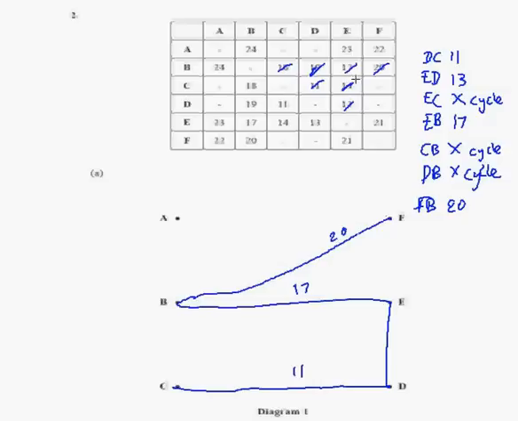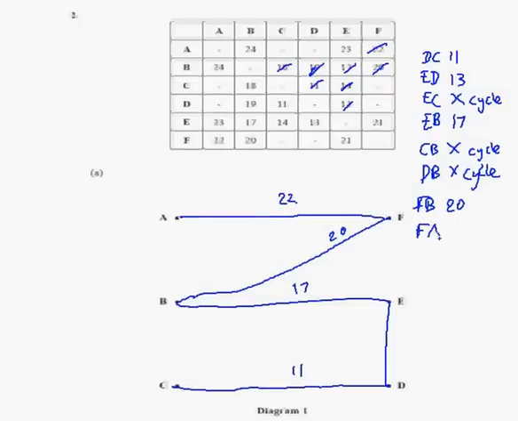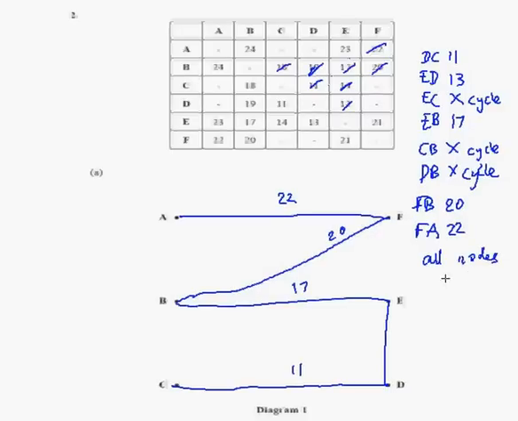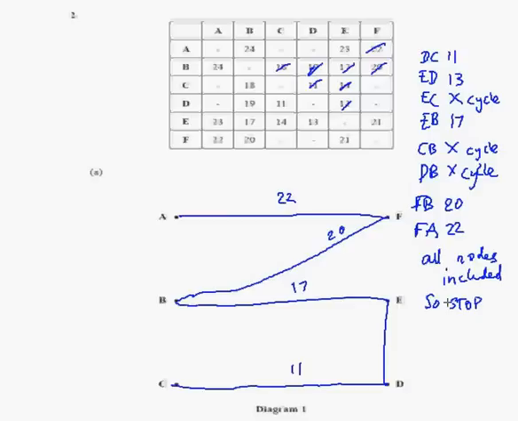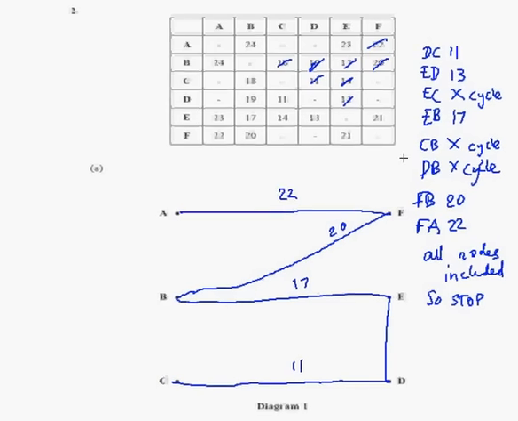And what have we got next? 22. FA. That doesn't create a cycle either. So FA 22. And look, all the nodes are included, so we can now stop. So let's write that down. Always important to include your stop condition, just to show the reason why you've stopped. That's quite important, and they potentially could mark you down if you forget to do that.